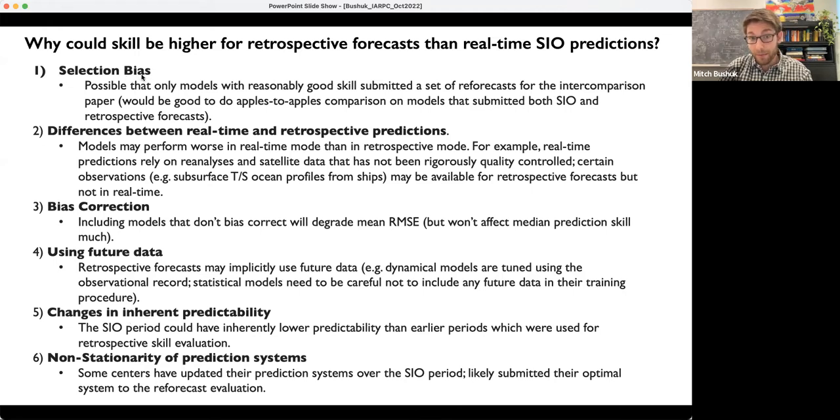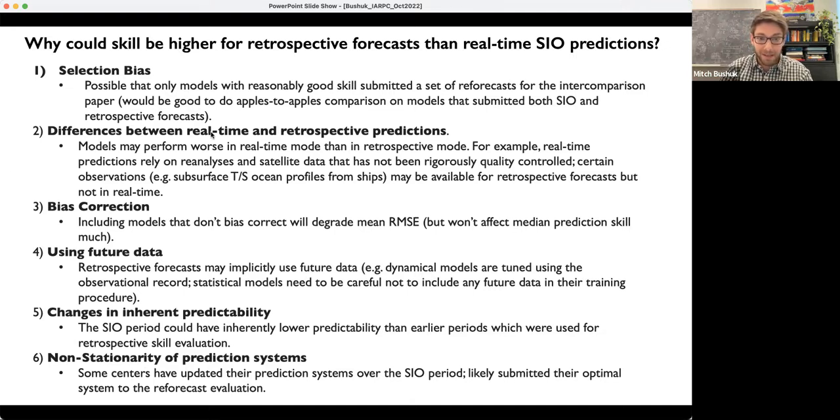Selection bias is an important one to think about. This reforecast exercise was an optional opt-in exercise, and so only groups that had skill presumably would want to submit reforecasts to this exercise. So I think we're probably sampling the better models and probably excluding some of the poor models that are submitting to the SIO. So I think that's a factor.